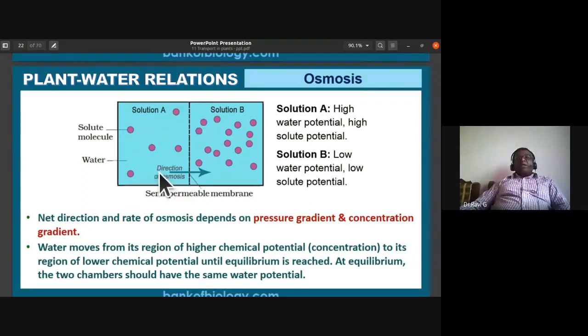The net direction and rate of osmosis depends on the difference in pressure, the pressure gradient, and the concentration gradient. Here the movement of water is based on the concentration gradient. Sometimes differences in pressure also result in a pressure gradient, and the movement of water is because of that pressure gradient. So the net direction and rate of osmosis depend on two factors: one is the pressure gradient, another is the concentration gradient. Water moves from its region of higher chemical potential or concentration to its region of lower chemical potential until equilibrium is attained through a semi-permeable membrane. At equilibrium, the two chambers should have the same water potential. Only then can you say they have attained equilibrium by osmosis.